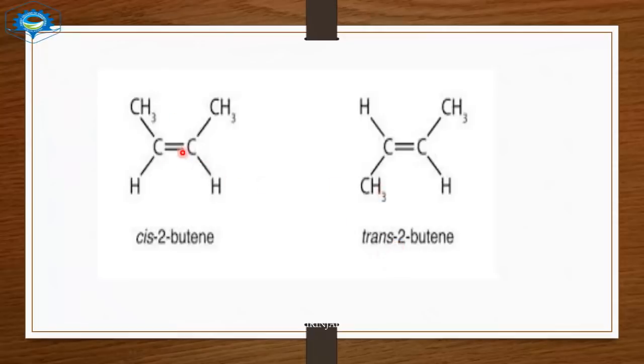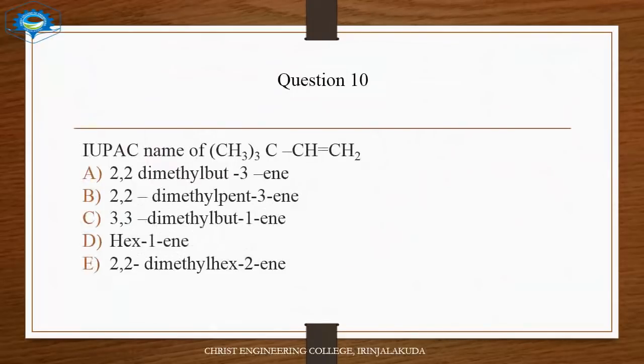When two CH3 groups are on opposite sides, we call it trans. So two conditions are satisfied: one double bond, and two different groups connected to each double-bonded carbon. Only 2-butene shows cis-trans isomerism.